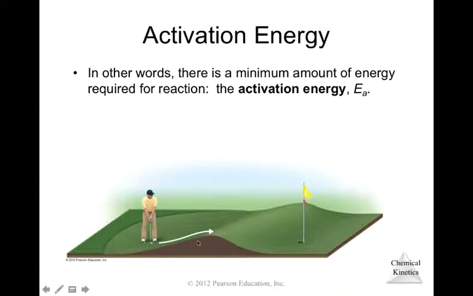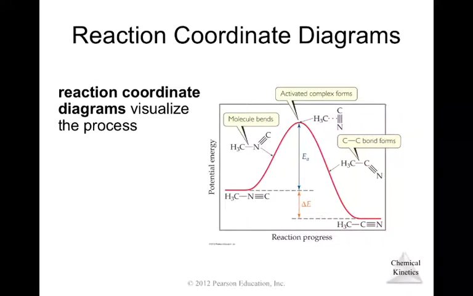So their analogy here is the golfer. If he only gives a soft putt, the ball might not make it over. He has to give it at least enough energy to get the ball over the hump, and then he can get down to the pin. This is the energy basically that you need to stretch, bend, and then ultimately break the bonds so that you can form some new bonds.